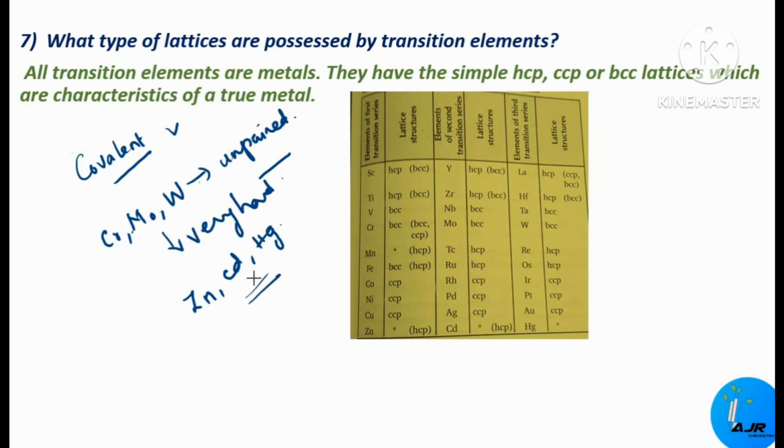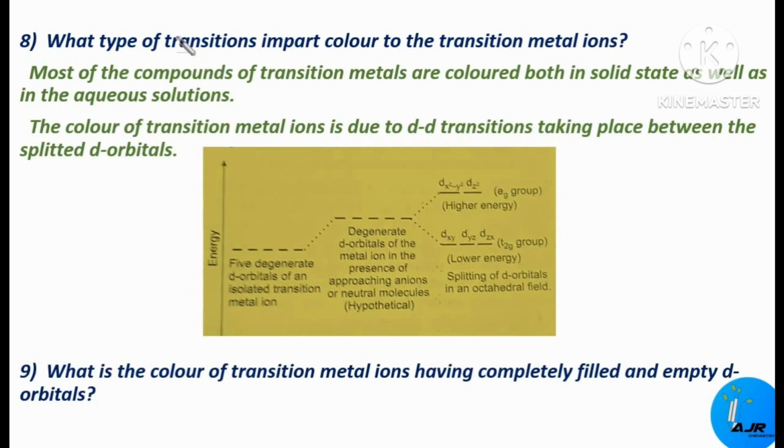They are completely filled with d orbitals and no unpaired electrons are there. So that's the reason why they are not so hot. Can you understand? Next is the formation of colored ions by these transition elements. What type of transitions impart color to the transition metal ions?